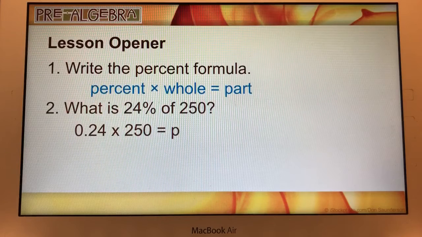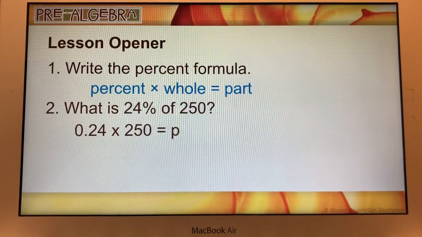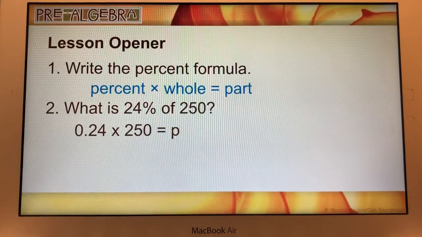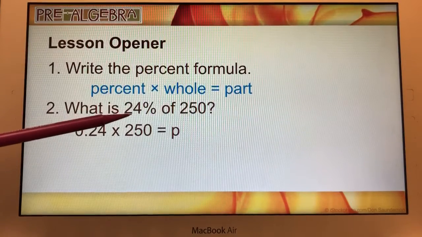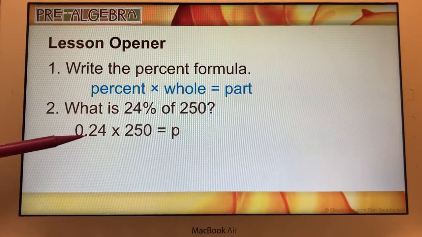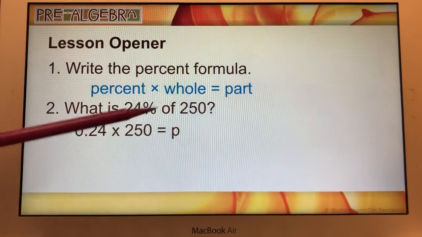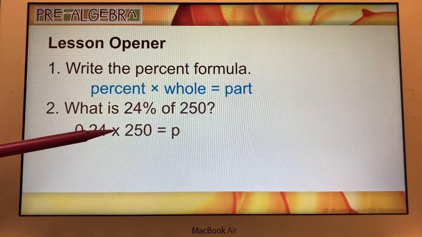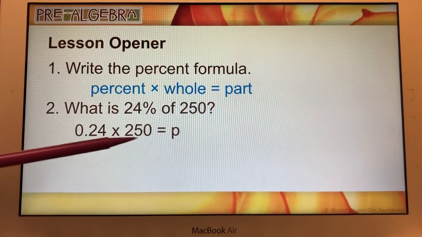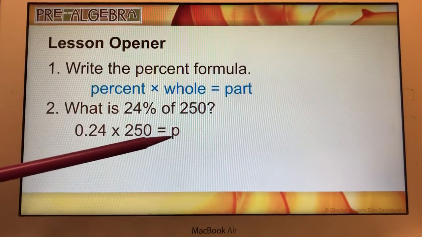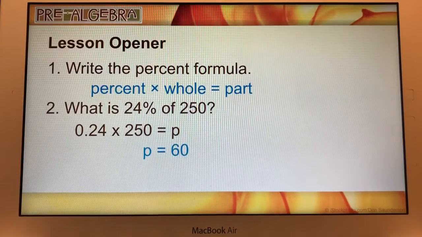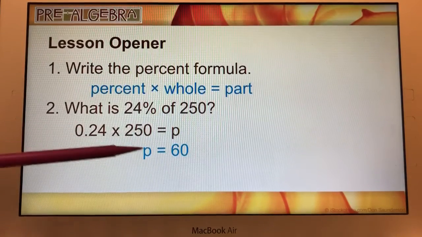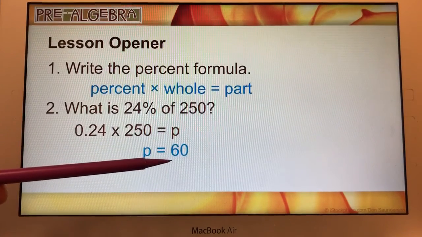If we want to find 24% of 250, how would we set that up? You have your percent, 24%, we convert that into a decimal, 0.24, of 250. Of is times, right? And then our whole is 250, and the part would be P, and that's what we're trying to find. So when you multiply this out, P is going to equal 60.